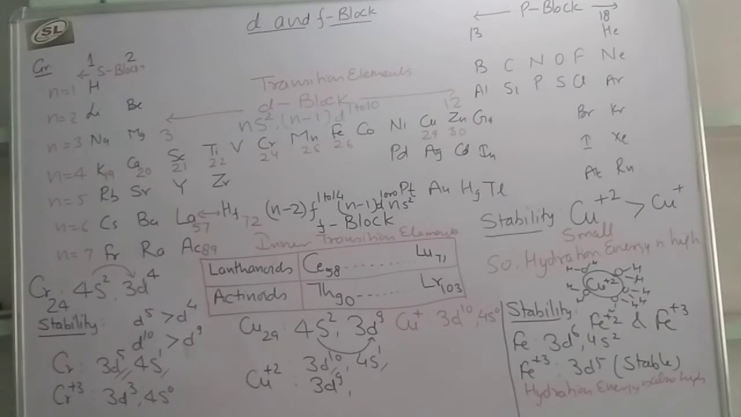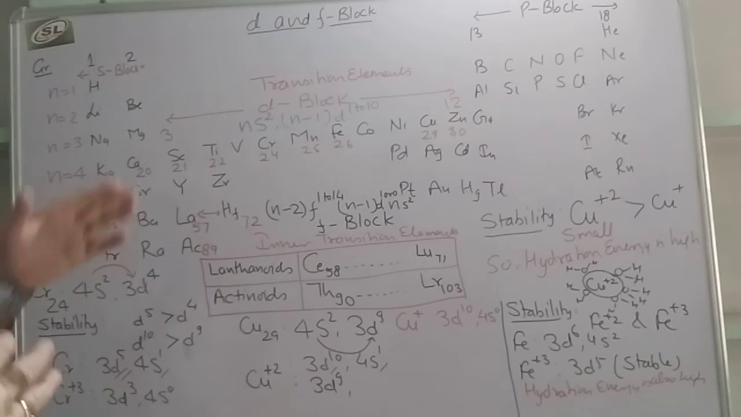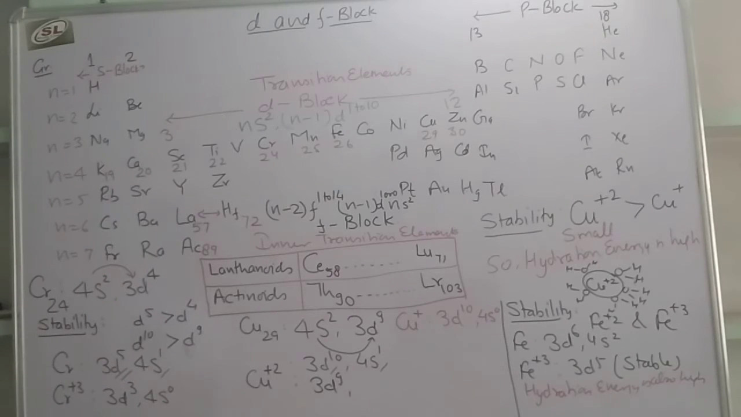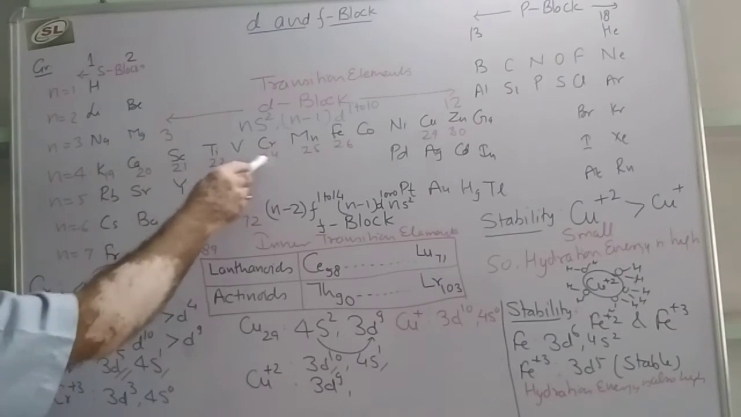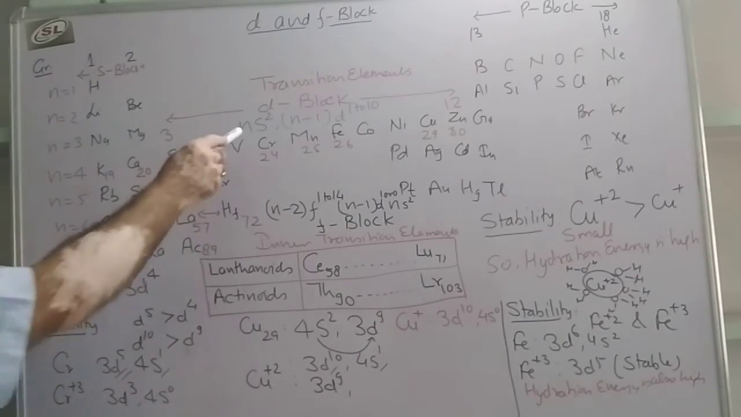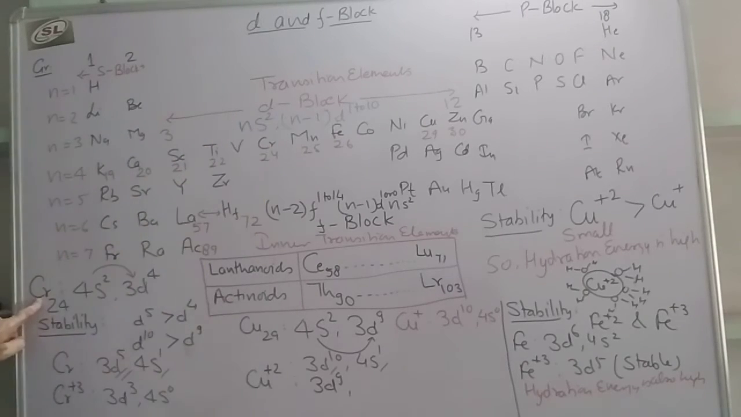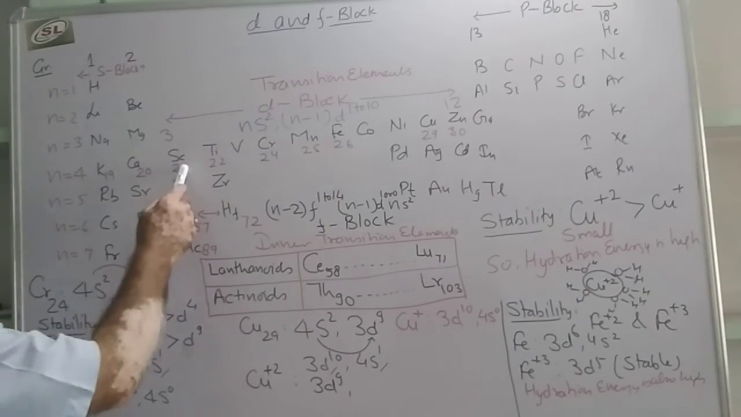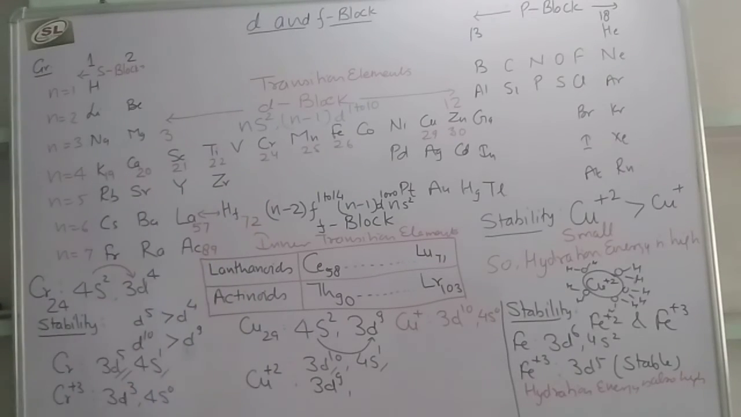Now we will write down some important configurations. Although every configuration is important, these configurations will also be utilized in coordination compounds. Chromium is having the configuration. Chromium is present in the 4th period. Put the value 4 over here in both places. So it will be 4s2. 4 minus 1 will be 3d, and it is the 4th element in the D block. So 3d4. 4s2, 3d4.